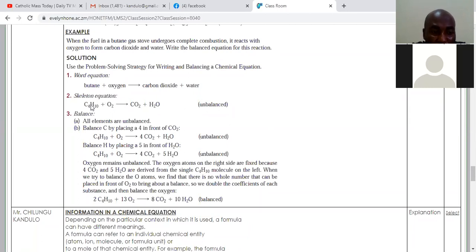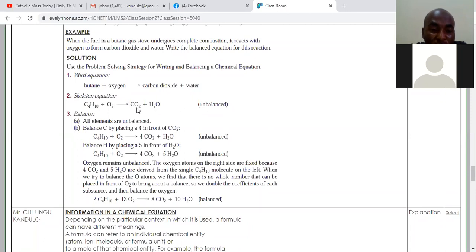So we start with carbon and hydrogen. Why are you starting with these ones? They are the ones which appear once on both sides. So you can actually deal with them singly. So what you will see, since this is C4 and you want to balance carbon, you put a 4 in front there.